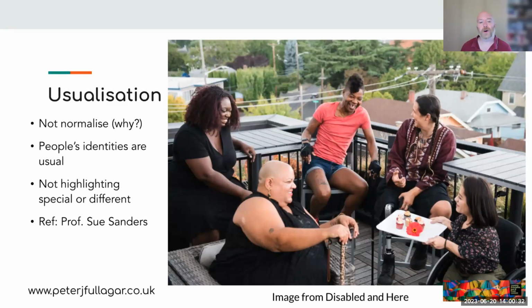Usualization comes from Professor Sue Sanders, who is the founder of LGBT plus History Month UK. And this is where she says that in materials, people's identities are usual. So we may see people going to work because LGBTQIA plus people work. We may see people doing hobbies because we all like hobbies. It may talk about their families, for example.